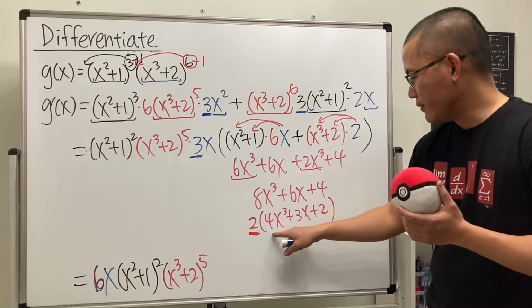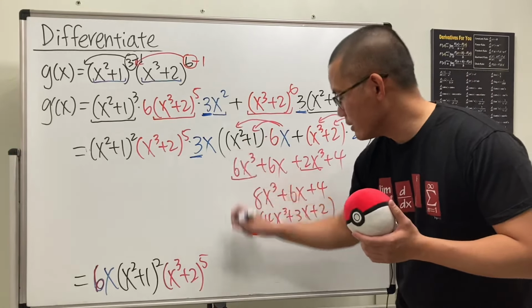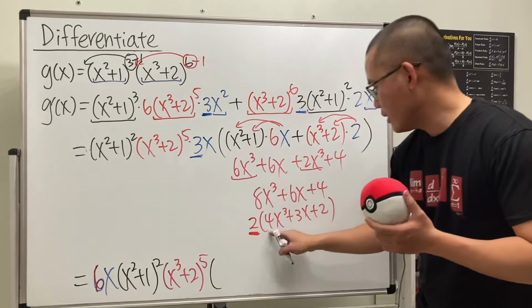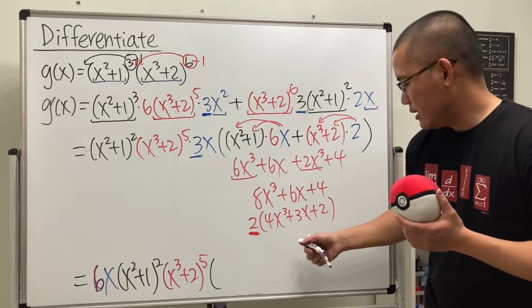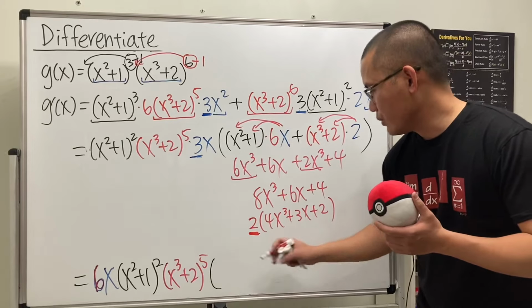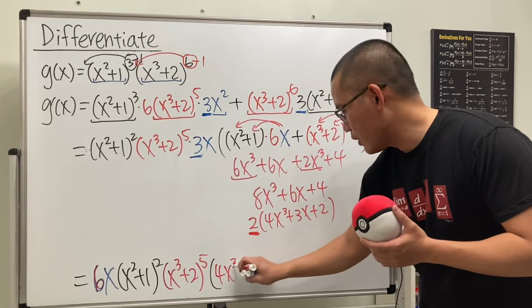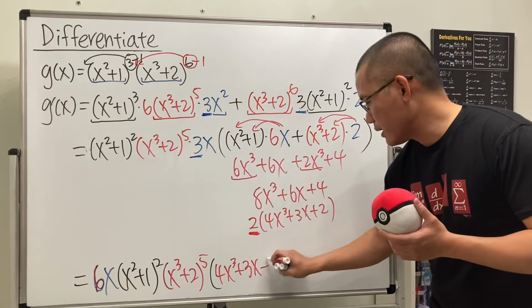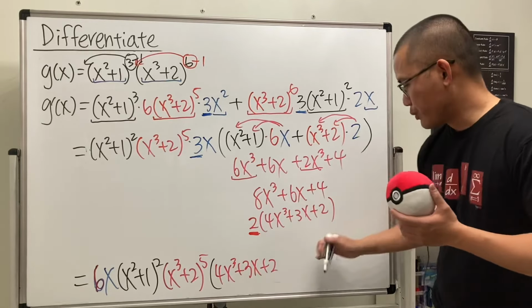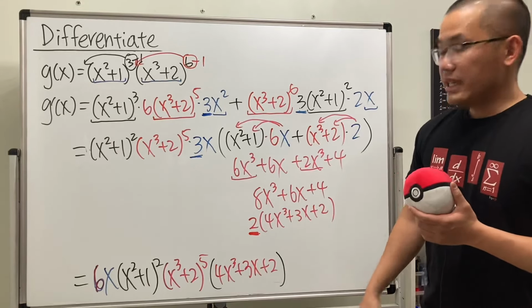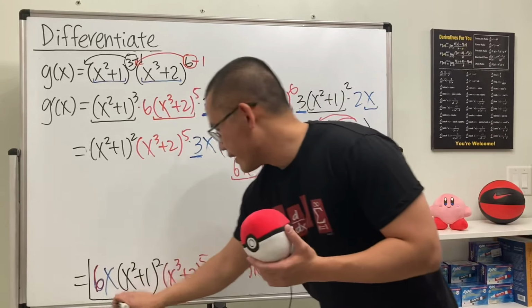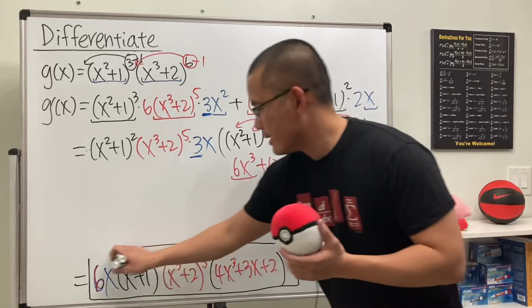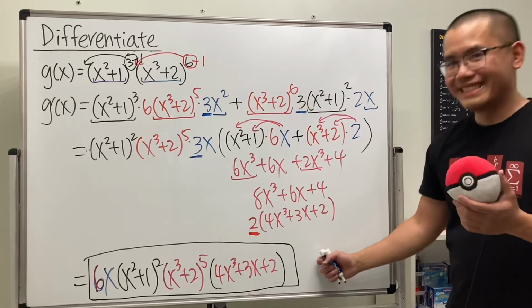And lastly, we have this part, right? So I'll just put down this parentheses in black, and then we have all that. And I will just keep this in red, and I guess 4x to the third power plus 3x plus 2, and then close parentheses. Yeah, so that's it. Right? That's it.